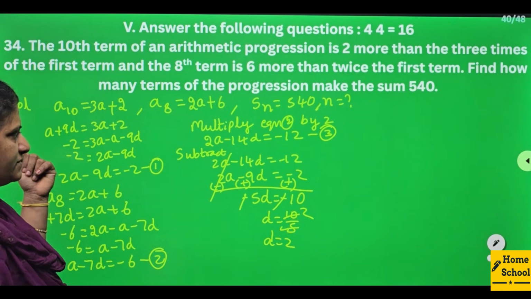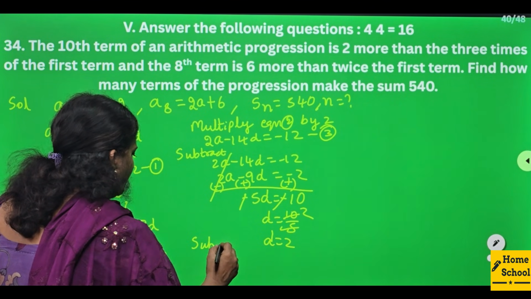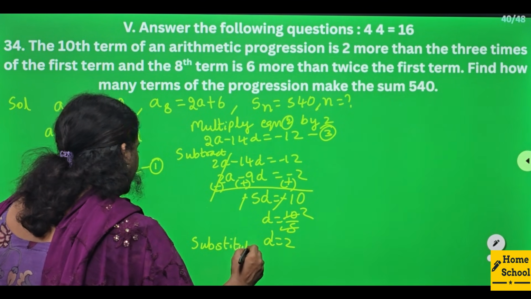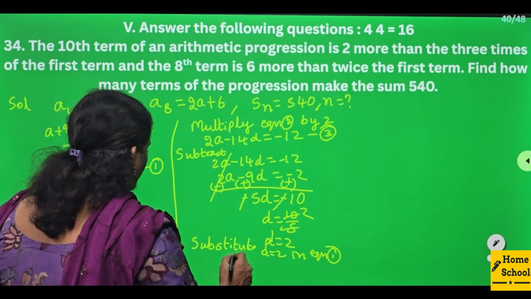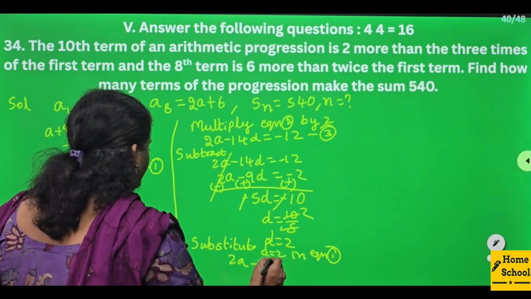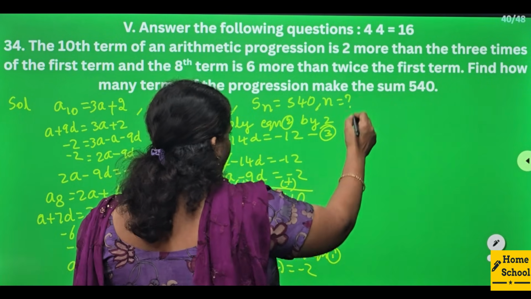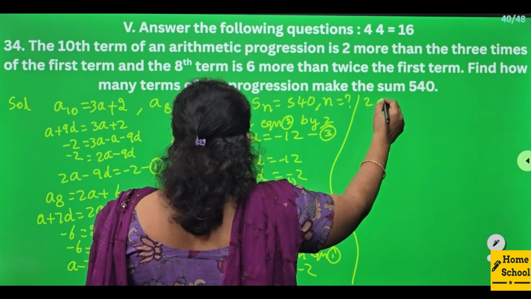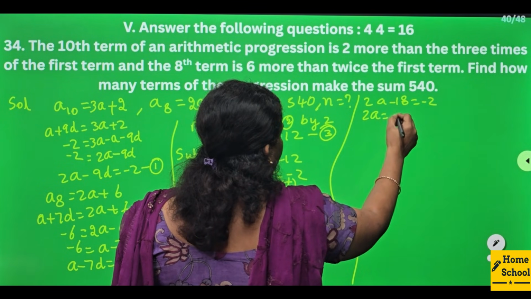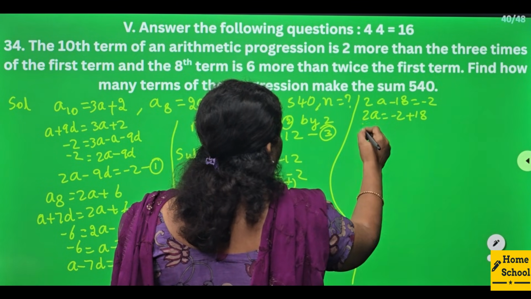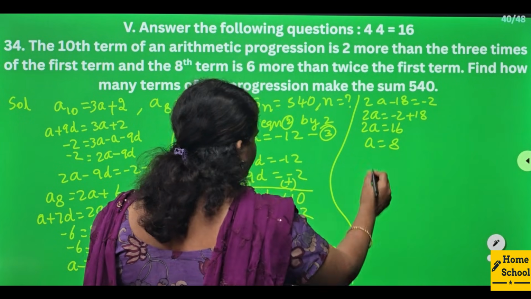Now this D value, substitute in any one of the equations. Let me substitute D is equal to 2 in equation 1. 2A minus 9 into 2 is equal to minus 2. 2A minus 9 2s are 18 is equal to minus 2. 2A is equal to minus 2 plus 18. 2A is equal to 18 minus 2 is 16. A is equal to 16 by 2, that is 8.